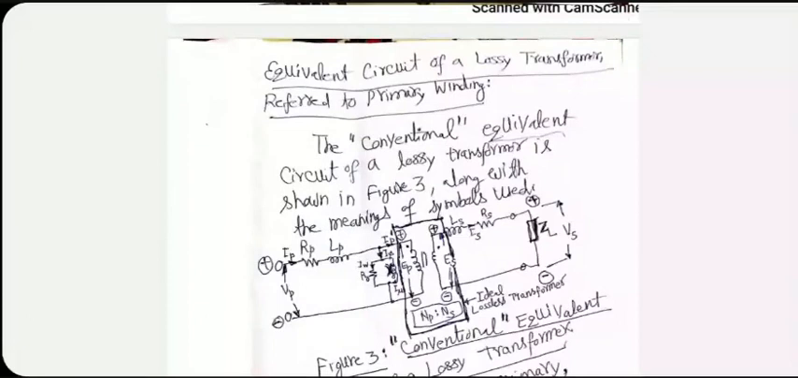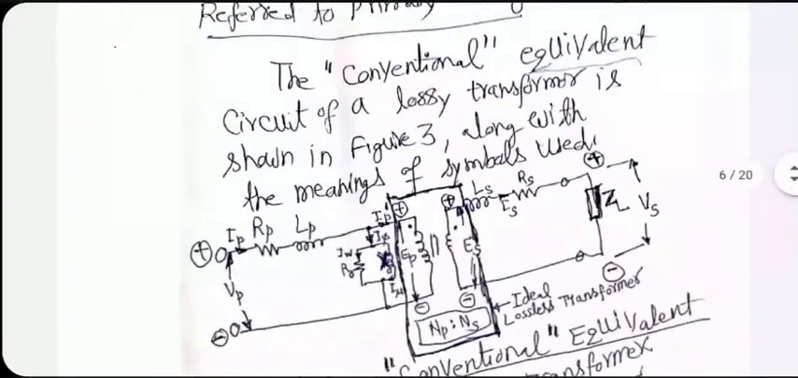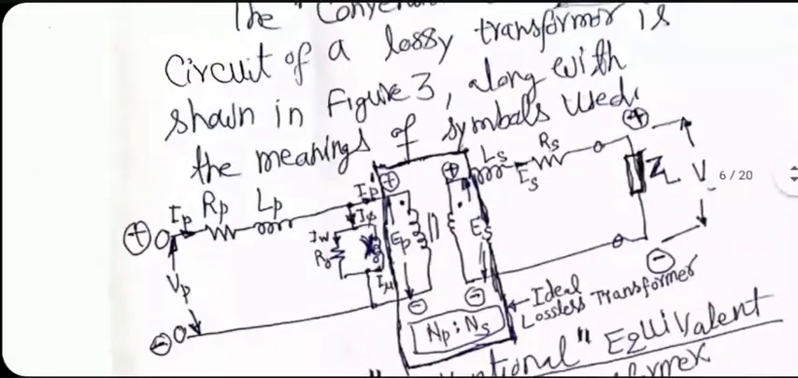For a lossy transformer, a lot of practical factors have to be brought in. First of all, the lossless transformer is in the middle, shown within the rectangle, where I am showing the ideal transformer with EP and ES as EMFs. Dot convention is by default having two dots on the top.